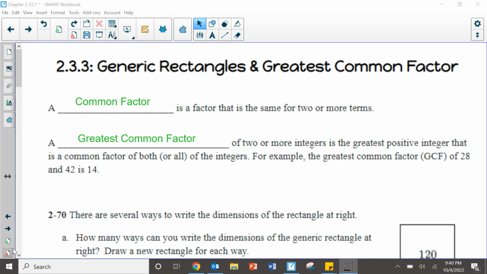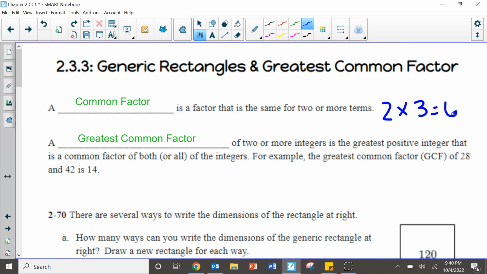So we're going to start with some vocab. First thing we're going to do is review. A common factor is a factor that is the same for two or more terms. If you remember, we discussed what a factor is. Remember, factors are things that you multiply to get a product, okay? These are your factors.